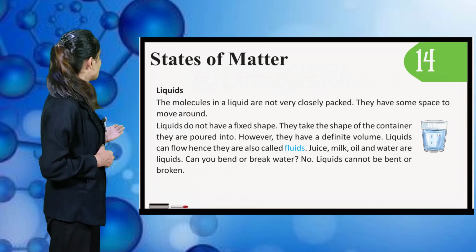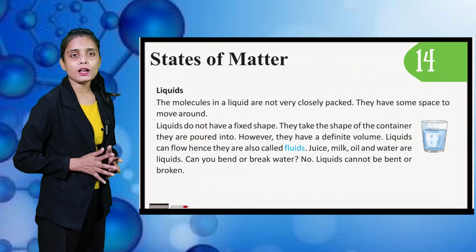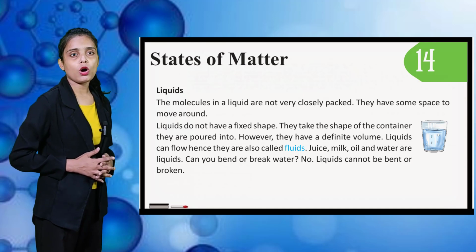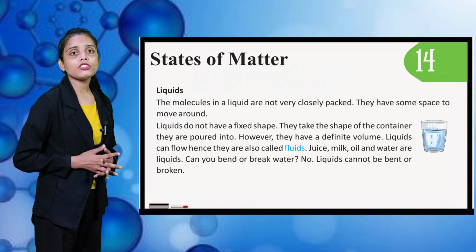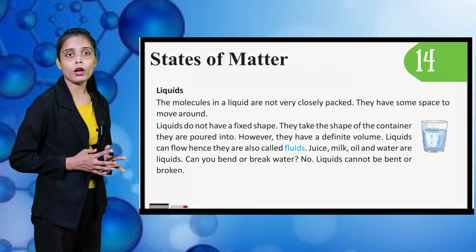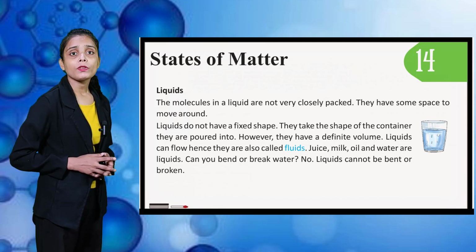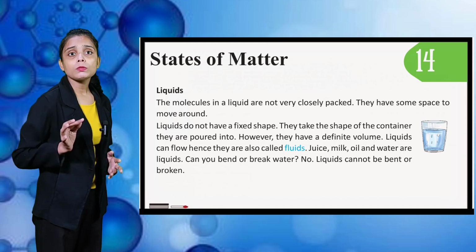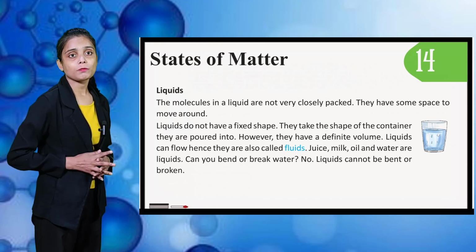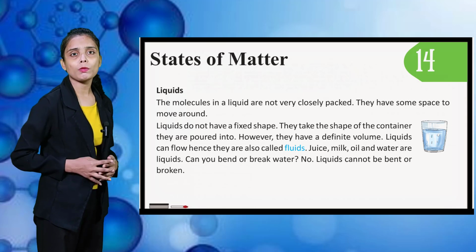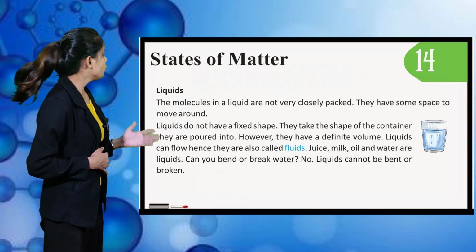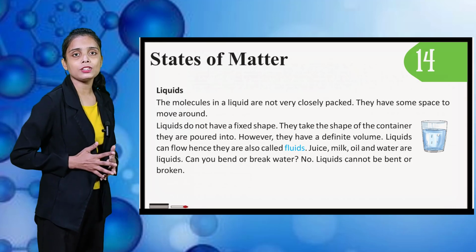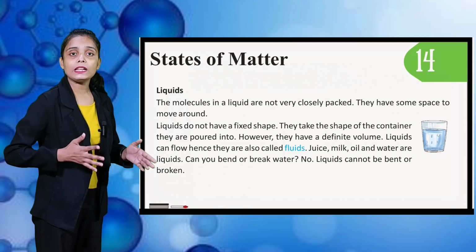Now let's see liquids. The molecules in liquids are not very closely packed. They have some spaces to move around. Liquids do not have a fixed shape. They take the shape of the container they are poured into. However, they have a definite volume. Liquids can flow, hence they are also called fluids. Juice, milk, oil and water are liquids. Can you bend or break water? No, liquids cannot be bent or broken. So here you can see the glass in which the water is present. You can see that water has taken the shape of the glass it is poured into.